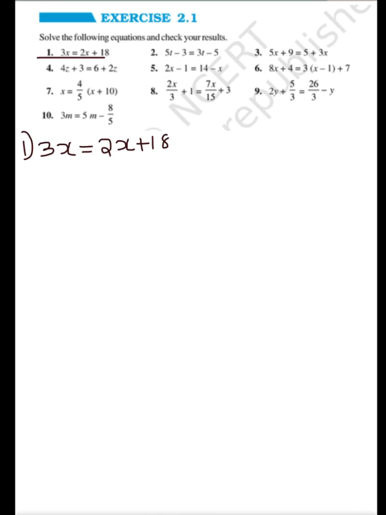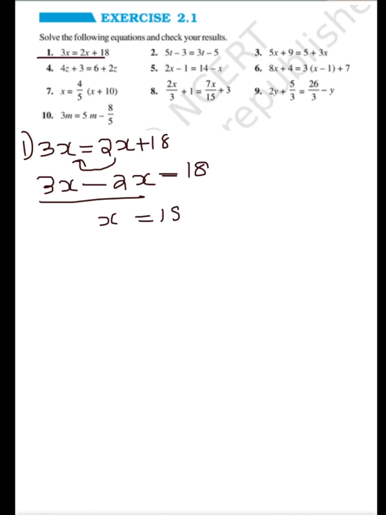Here variables are on both sides, isn't it? So you have to take the variable to one side. So let's write 3x here itself, and you can take this 2x to this side. So 2x, if taken to one side, what happens? Plus will change into minus. So 3x minus 2x equals 18. Okay, 2x when taken to other side, it will change into minus 2x. Okay, now what is 3x minus 2x? It is x. So x equals 18 will be our answer. Very easy. X equals 18. This is our solution.